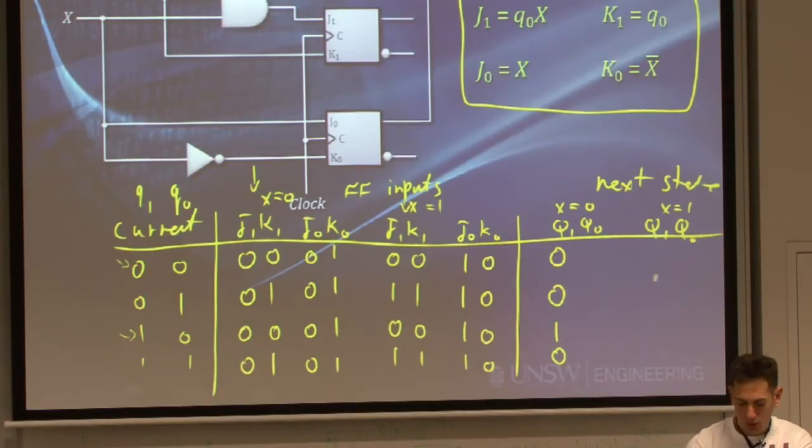And I'm still doing Q1 for x equals 1 now. So 0, 0, retain what you had. We had a 0. 1, 1, toggle what you had. I had a 0, therefore I will have a 1 at the output. 0, 0, retain that particular 1. And 1, 1, toggle what you had, now we end up with a 0.